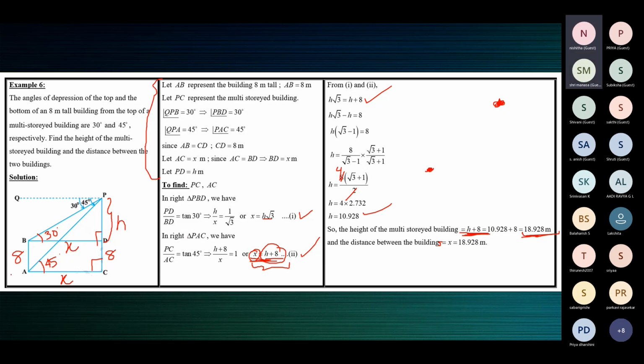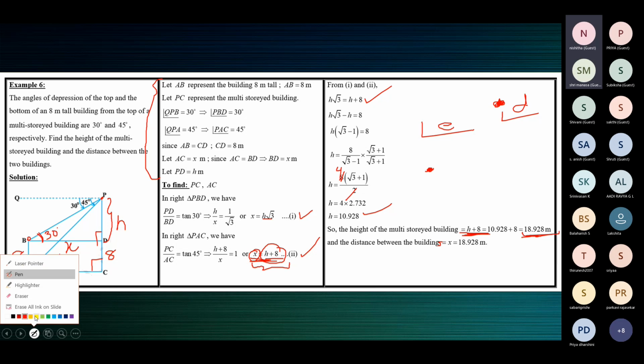So it's like this. From B, when you look at P, the elevation is 30 degrees. From P, when you look down at B, the depression will be 30 degrees. The angle of elevation will be equal to the angle of depression. Let me clear the slide and tell you again.